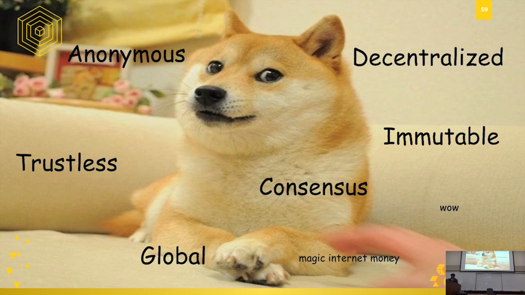Consensus? The validity of a new block is not determined by one central authority. It's by consensus of the network. Right. And that's important because that's what enables us to have this open network where anyone can participate in the consensus protocol, but we still maintain honesty and integrity of the network, which I think is the most magical part of Bitcoin. And then finally, global.